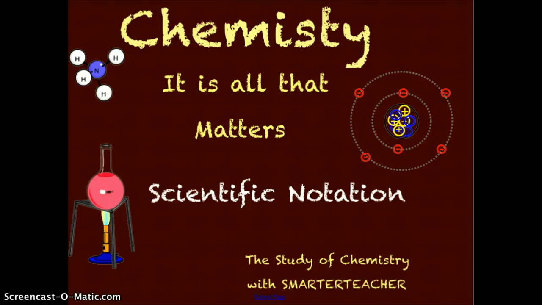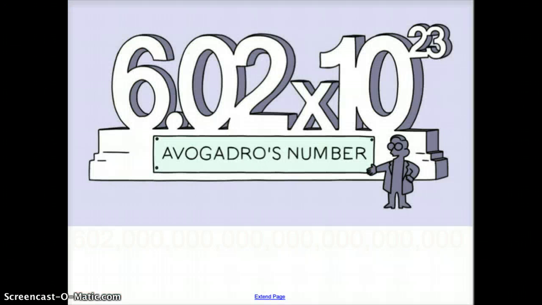Chemistry. It is all that matters, and we will continue our discussion talking about scientific notation. One of the most important numbers in chemistry, and one of the numbers that we will be dealing with for the entire year, is a number called Avogadro's number. It is also referred to as the mole. And basically a mole is kind of like a dozen. It's a way of quantifying, giving value to a common amount so everybody talks about the same thing.